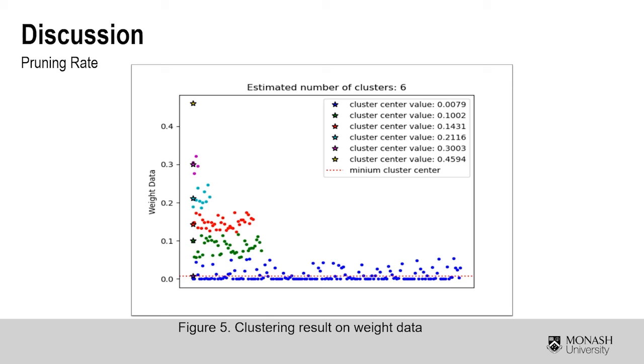The first point is the perming rate. We choose to use the minimum point in the cluster result as a perming standard in our experiment. This figure shows the weight distribution after the mean-shift clustering. In order to improve the perming rate further, we have considered using the mean value of all the cluster centers as a perming standard. However, we can see from the figure that most weight distributions are below the average, leading to a significant perming rate.